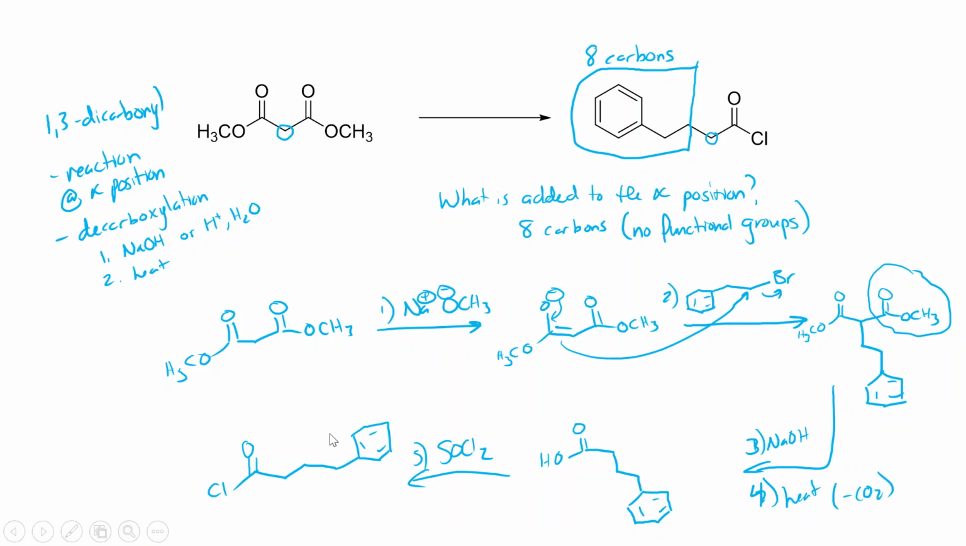So when you look at the questions in problem set 6, these are the processes that I'm hoping that you'll think of. Every question in problem set 6 starts with a 1,3-dicarbonyl. And so we should always be thinking about reacting the alpha position and then thinking about if we do decarboxylation, how does that get us toward our final product?